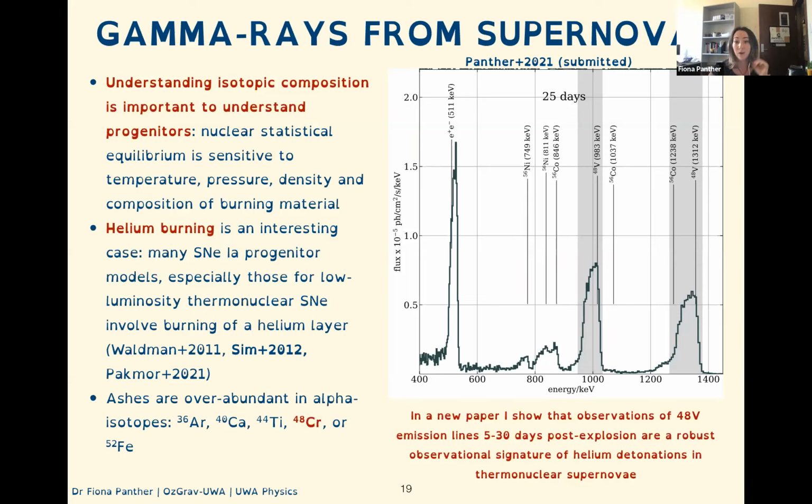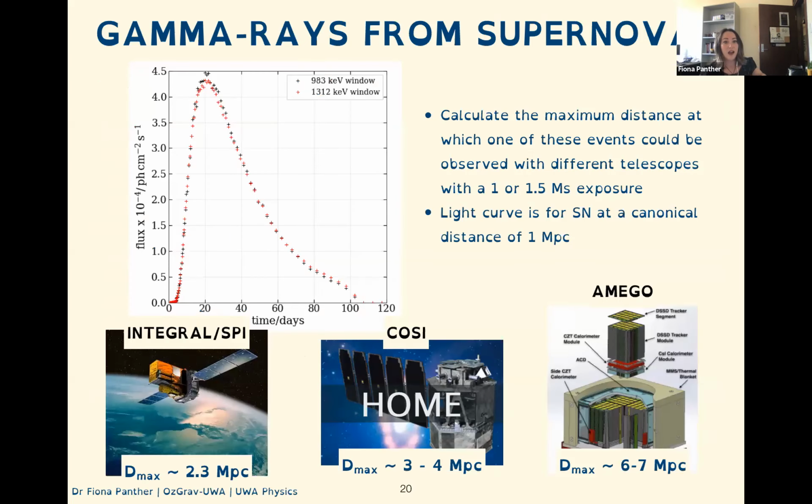And these are actually quite detectable very nearby with current telescopes, but even more detectable if we look towards future telescopes. If you look at a light curve just purely in those two emission lines, the red is the higher energy vanadium emission line, and the black is the lower energy vanadium emission line. So this is just the vanadium lines contributing to this gamma ray light curve. What we do is calculate the maximum distance where you could see one of these events at 3 sigma with different gamma ray telescopes. We use a 1 or 1.5 megasecond exposure. I can explain why that is a bit later on.